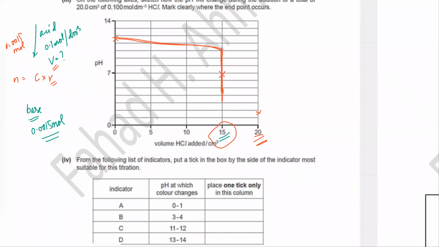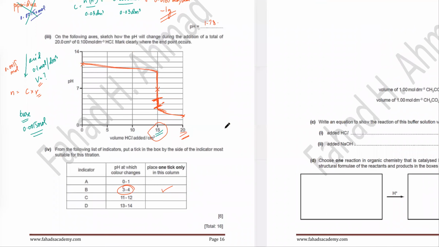Need to make it more vertical. So 3 to 4 would work, because all the others are definitely not going to work. 11 to 12, the color change would happen somewhere over here. You want the color change to happen when the pH is crossing or close to the neutralization point. So 3 to 4 is probably going to work. It's going to change color when you add 15 cm cube of HCl. So is this clear? Yes, sir.